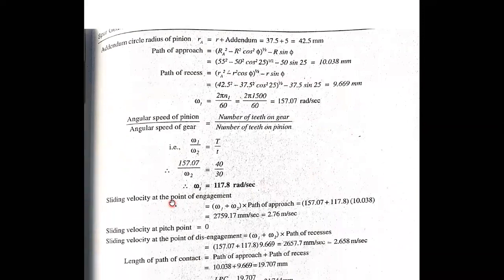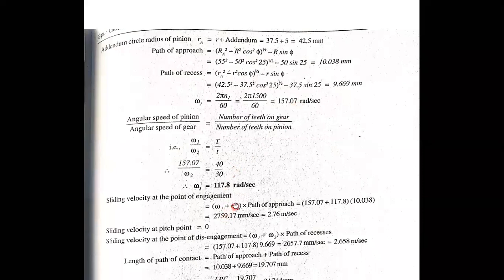the sliding velocity at the point of engagement. In order to find the sliding velocity at the point of engagement, it is omega 1 plus omega 2 into path of approach. Therefore, we require omega 1, omega 2, and the path of approach. We can easily find omega 1 because we know N1: it is 2 pi N1 by 60. Therefore, you will get around 157.02.